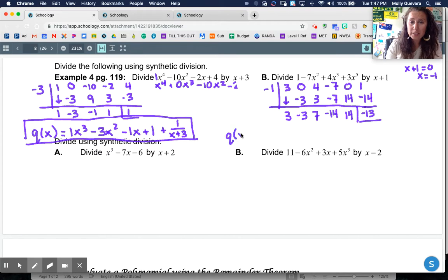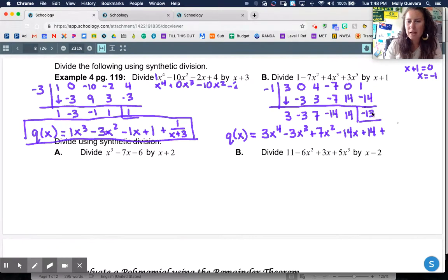So my answer here is Q of x. Since my highest exponent was a 5, my answer is going to be 1 less than that. So I'm going to start with x to the 4th. So my coefficient is 3. So 3x to the 4th. Then my next coefficient is -3. So -3x to the 3rd. Then my next coefficient is 7. So plus 7x squared. Next coefficient is -14, so -14x. And then my next coefficient is 14, so I have 14.